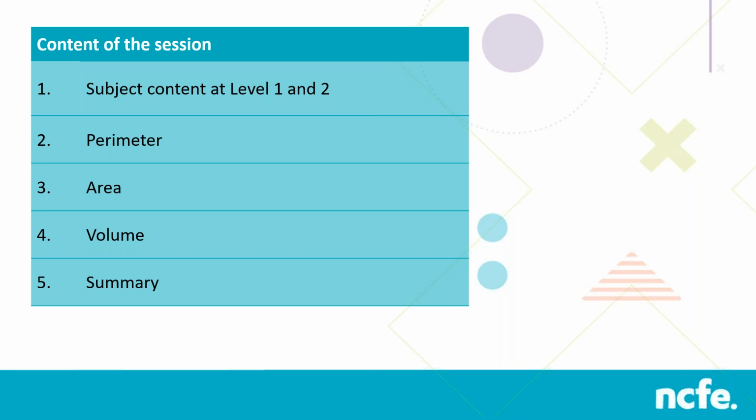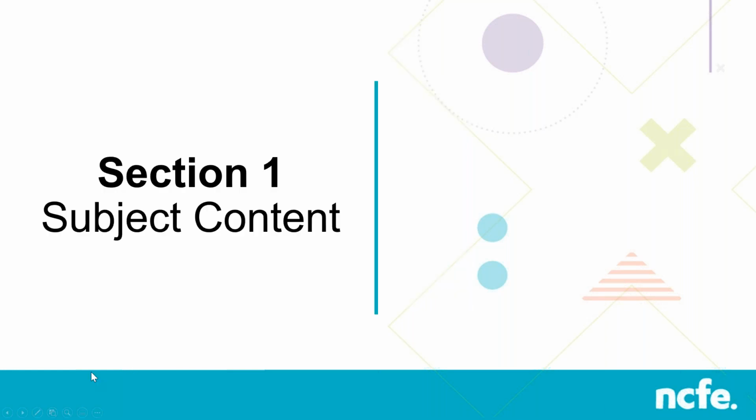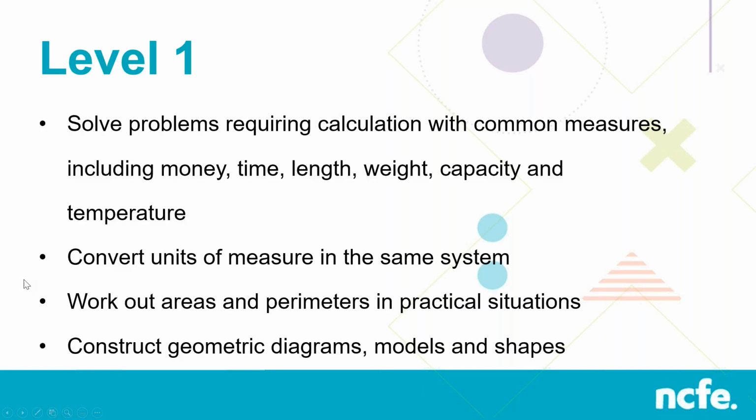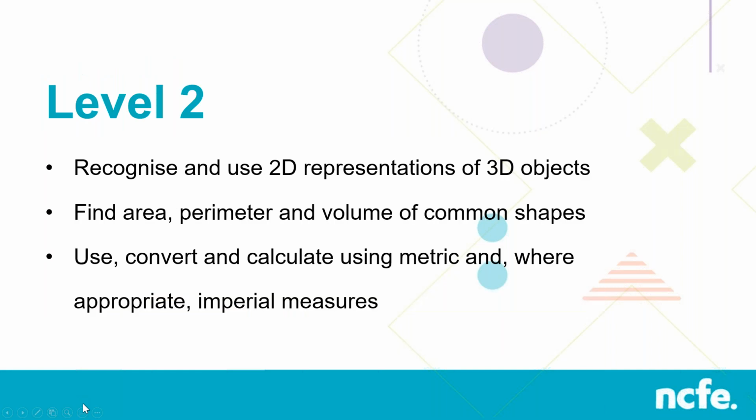In part A, we looked at units of measurement and conversions. This session will cover perimeter, area, and volume. At level 1, we're going to focus on working out area and perimeter in practical situations. At level 2, we're going to focus on recognising and using 2D representations of 3D objects and finding area, perimeter, and volume of common shapes.